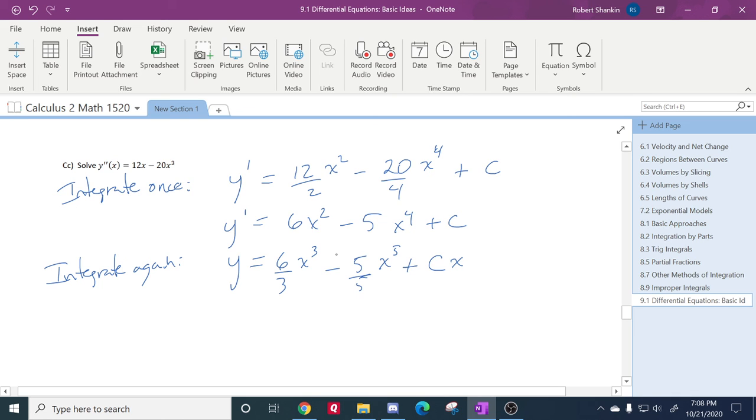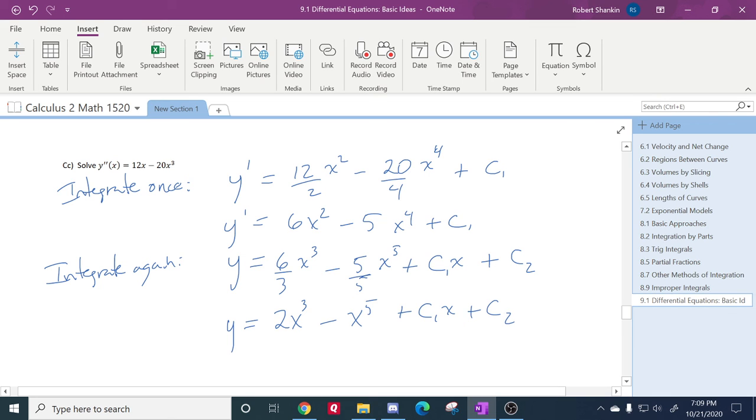But when I integrate again, the second time, I introduce another new arbitrary constant. So I should put plus c. But if I put plus c, that implies these two are the same constant. So when there's two different constants, we start using subscripts. And then a new arbitrary constant comes up like this. So then this would say y is equal to 2x cubed minus x to the 5th plus c1x plus c2.